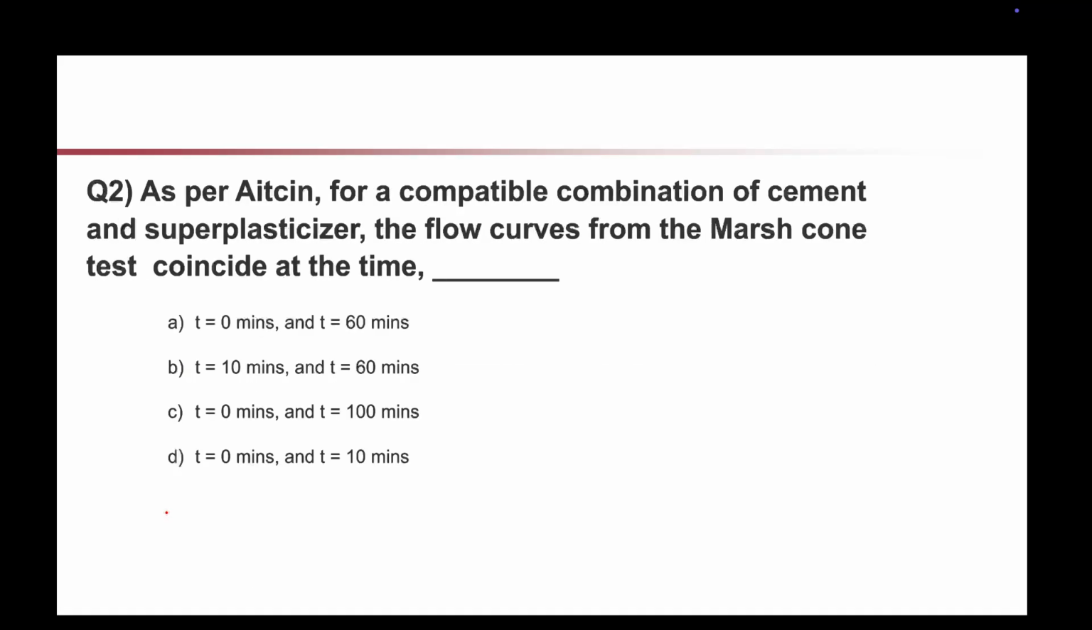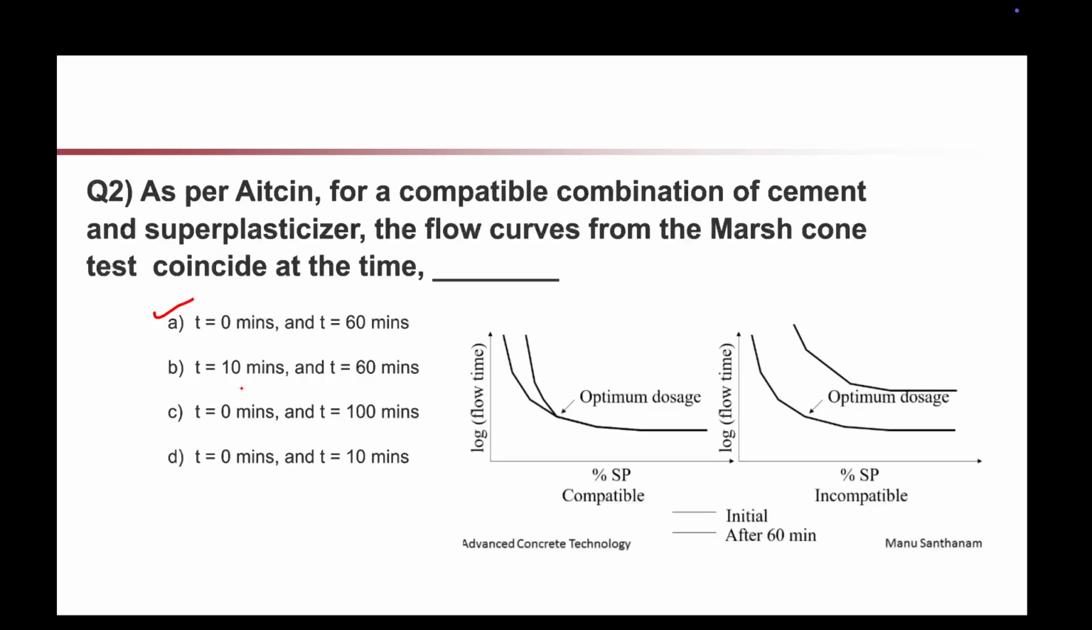Question number 2. As per Aitcin, for the compatibility combination of cement and superplasticizer, the flow curves from the Marsh cone test coincide at the time 0 and 60 minutes, 0 and 100 minutes, or 0 and 10 minutes. A. Yeah, correct. We have seen those two graphs. We are checking at initially and after 60 minutes. At whatever point they coincide, we call it the optimum dosage point.